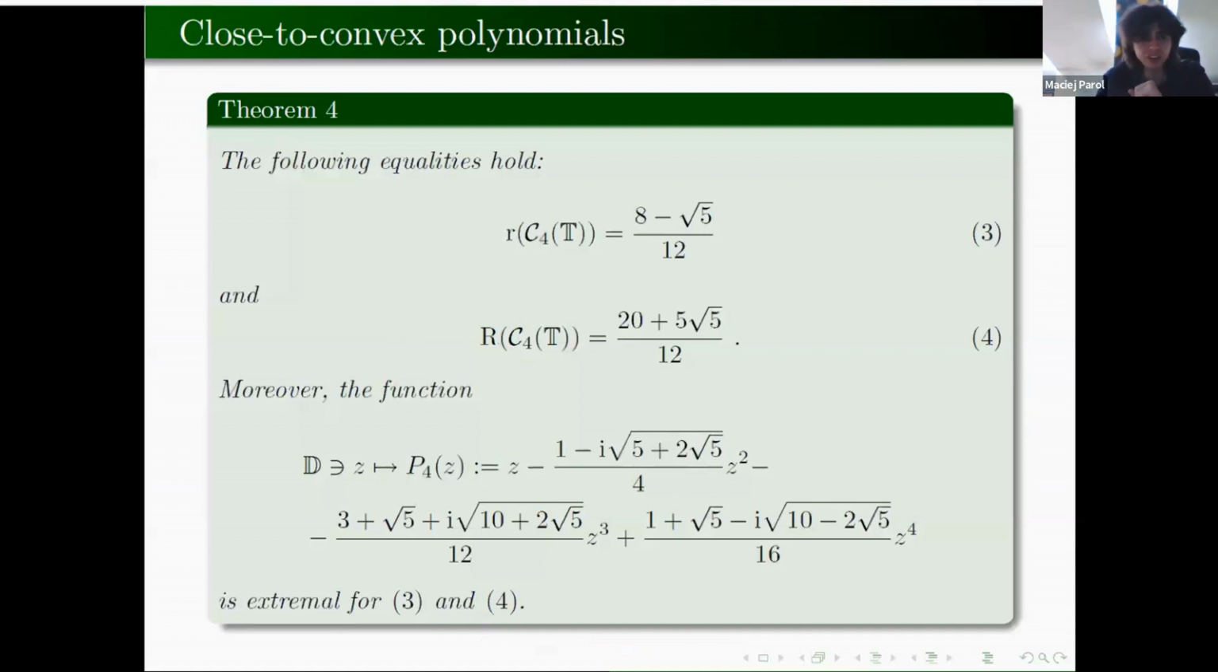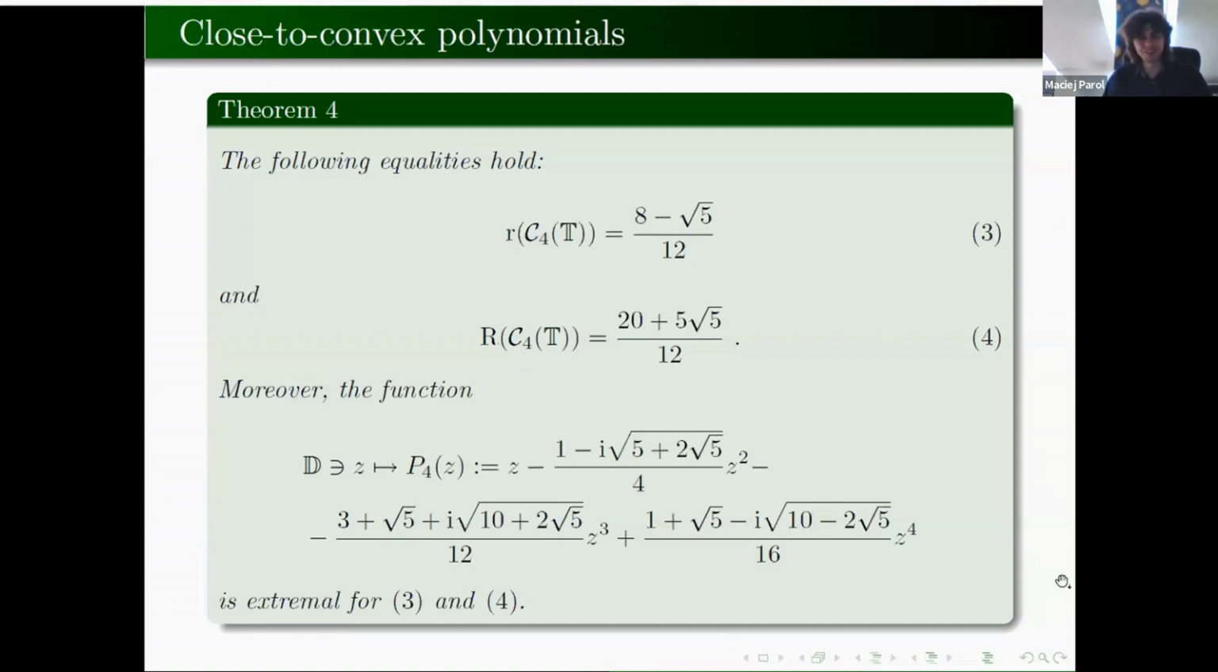Sorry. Theorem 4 is the case when n is equal to 4. And we proved this in the same article. The minimal Koebe radius for the class C4 of T is equal to 8 minus square root of 5 over 12. And the maximal radius for the same class is equal to 20 plus 5 square roots of 5 over 12. And the extremal function is given by this formula.